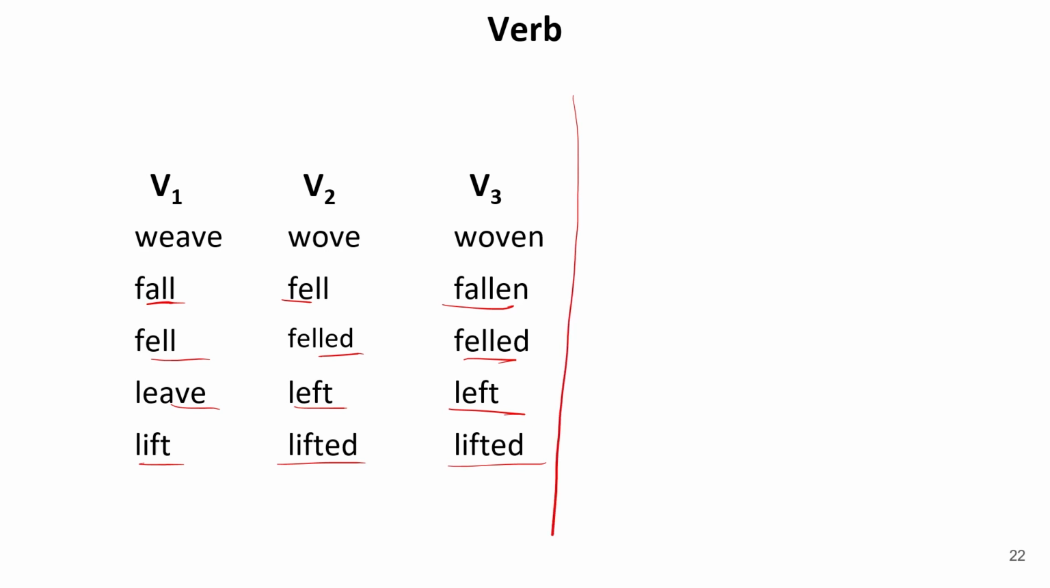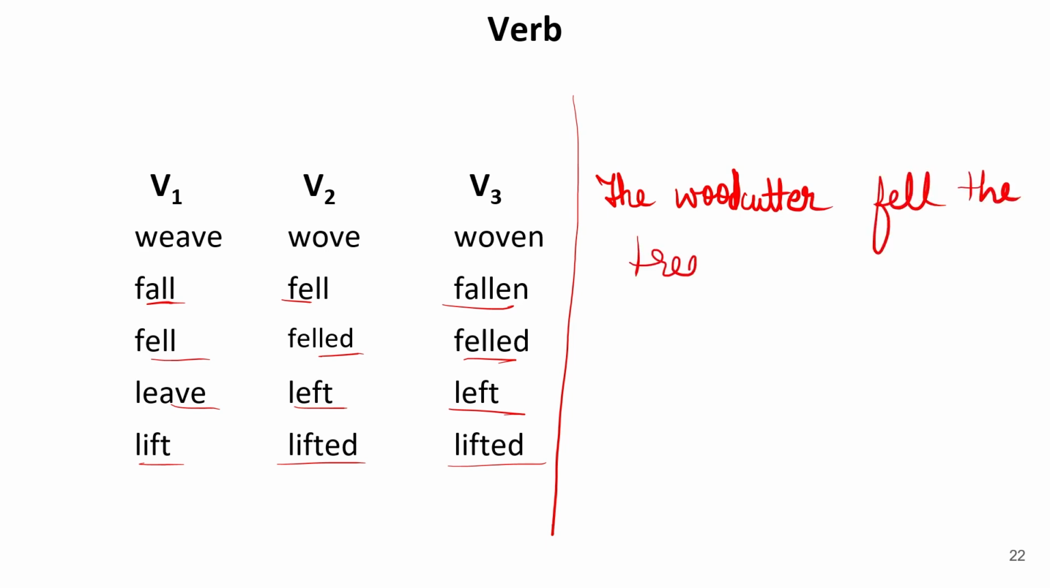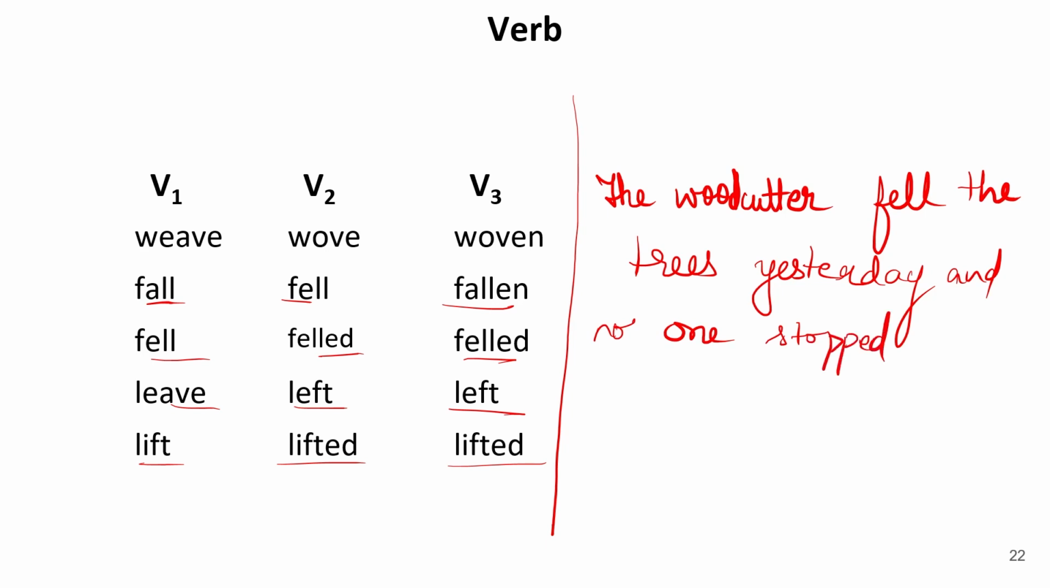Suppose I say the woodcutter, now the sentence is: the woodcutter fell the trees yesterday and no one stopped him. Suppose this is the sentence. Is the sentence correct? Look at the sentence carefully and answer whether the sentence is correct or not.